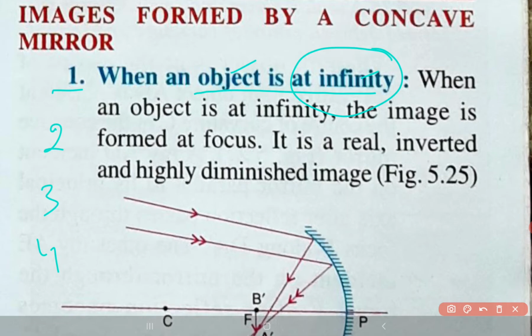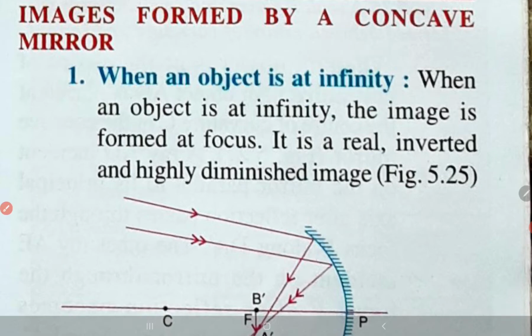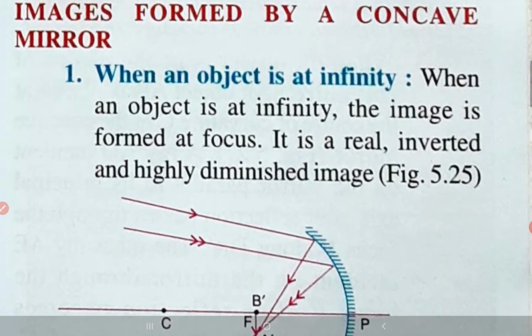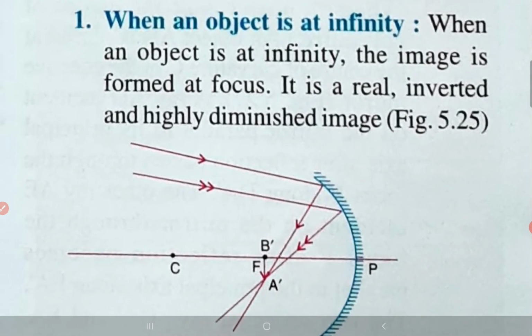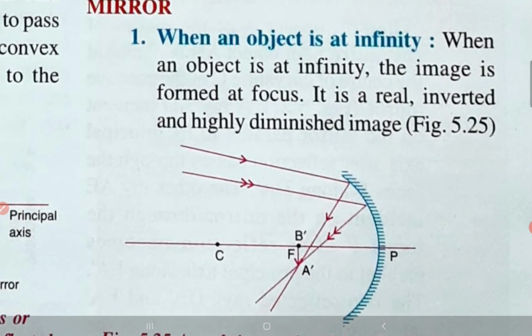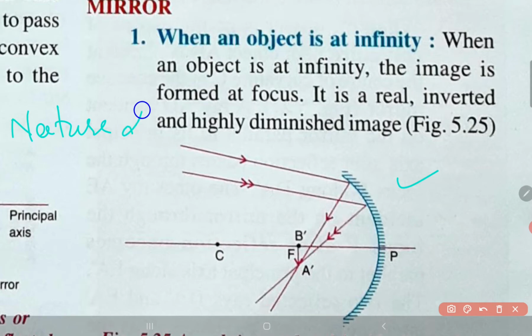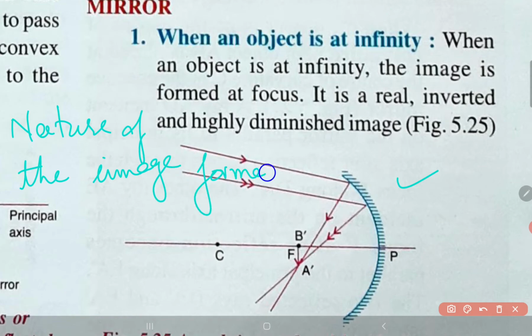The next thing we need to notice is that in this particular topic we are supposed to learn two things. Number 1, we need to learn the ray diagram, how to draw the ray diagrams. That is the first part. The other part which we need to know is the nature of the image formed.